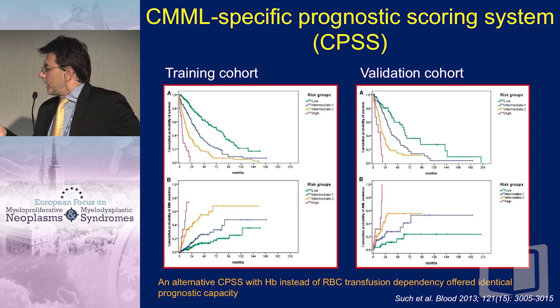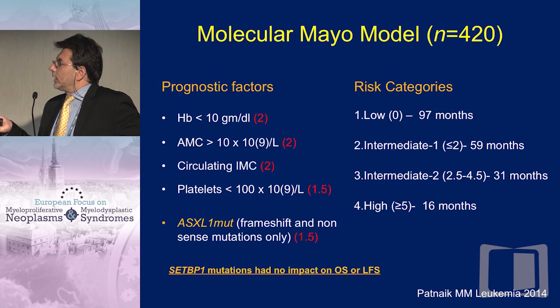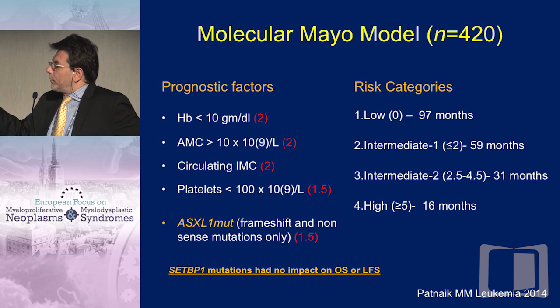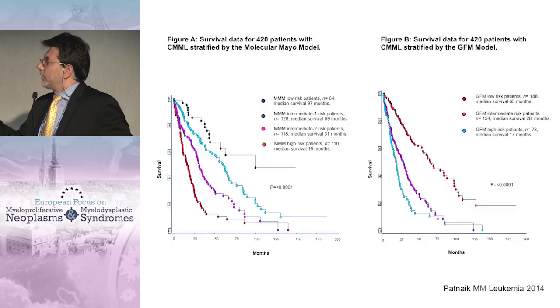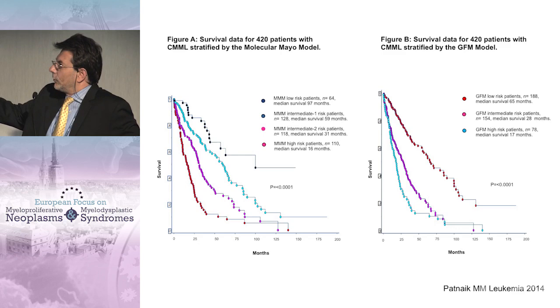This is the molecular Mayo model in which actually the Mayo model, which was including hemoglobin, monocytosis, circulating immature myeloid cells and platelets, has been refined with the inclusion of the mutation of ASXL1 that has been proposed from the French group. So practically putting together the French scoring system and the Mayo system, they proposed this molecular Mayo model that was shown to be very, very good in stratifying four risk groups, as you can see here.